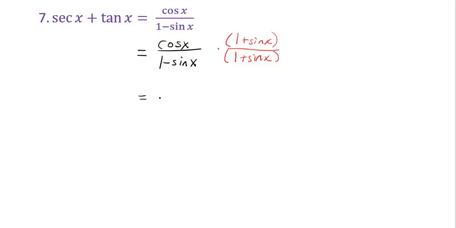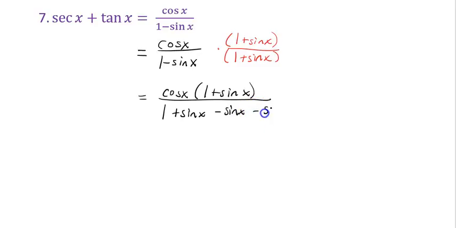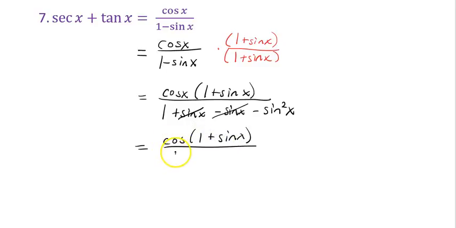And on top, I'm going to leave that. I'm not going to multiply it out. I'm just going to leave it as cosine and then a parentheses 1 plus sine. But I am going to multiply out on the bottom. 1 times 1 is 1. 1 times sine is sine. Negative sine times 1 is negative sine. And negative sine times sine is negative sine squared. And then that allows me to cancel the two middle. And again, I have not messed with the top, but I have 1 minus sine squared on the bottom.